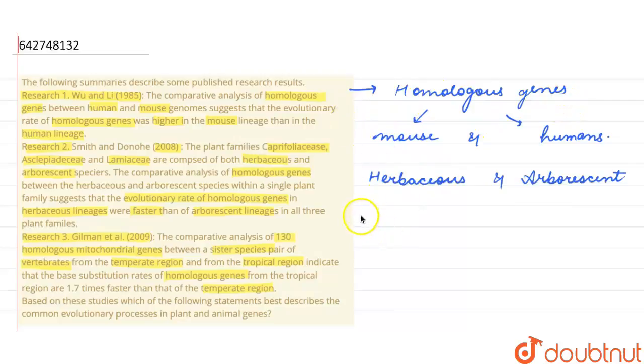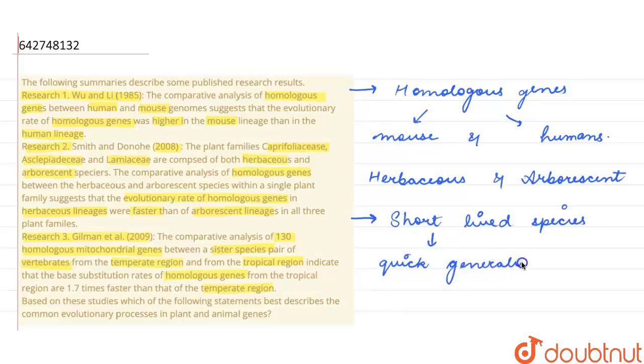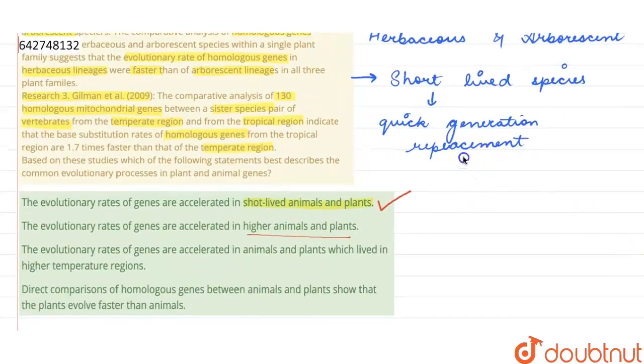Now through this, it can be concluded that the short-lived species with quick generation replacement will evolve faster as compared to the long-lived species.